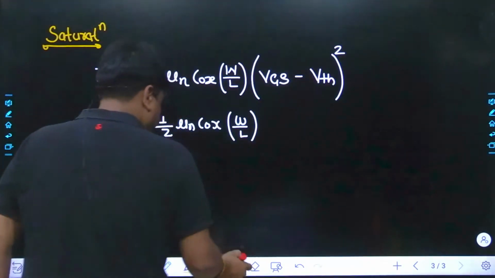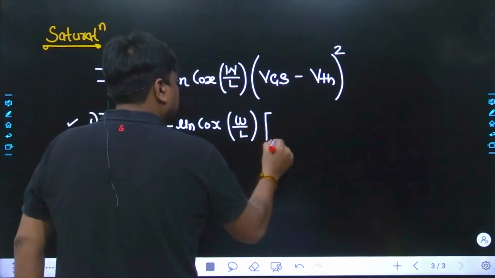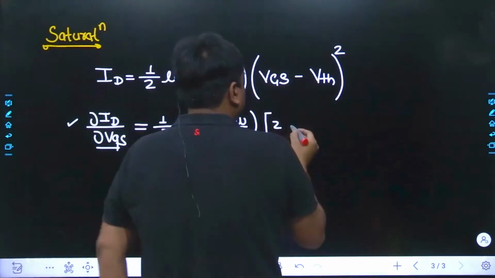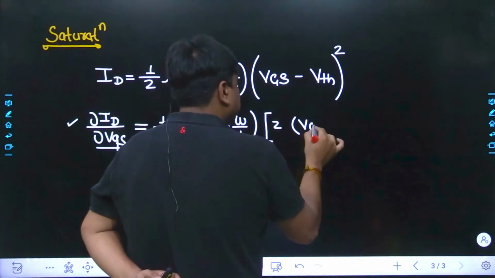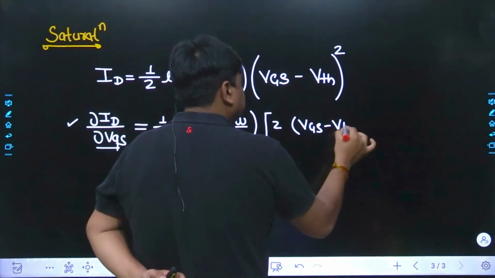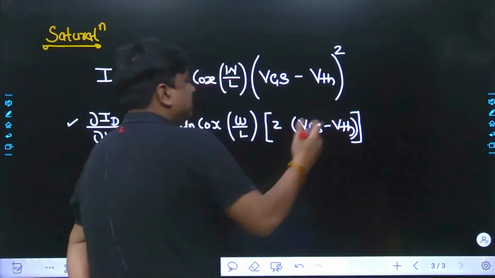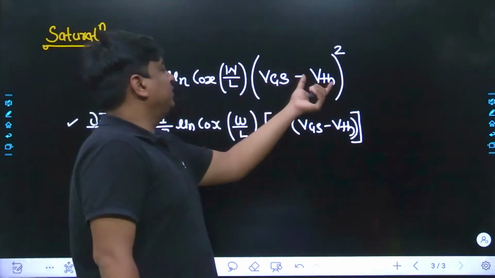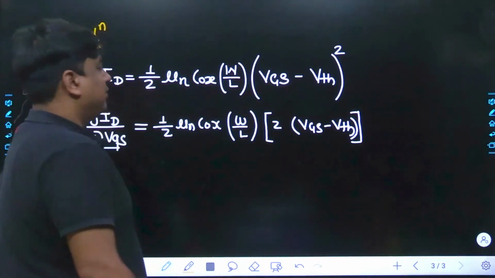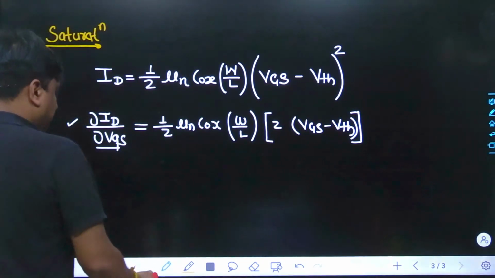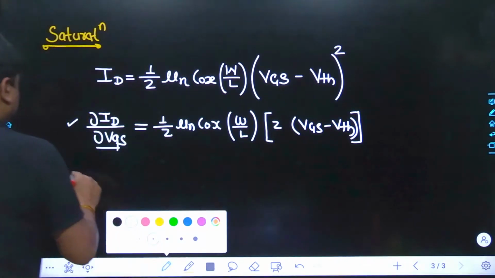So what happens? The 2 comes out, and we are left with VGS minus VTH. Again we take the partial differentiation; VTH is a constant, and this remains your value. One of the important outcomes.